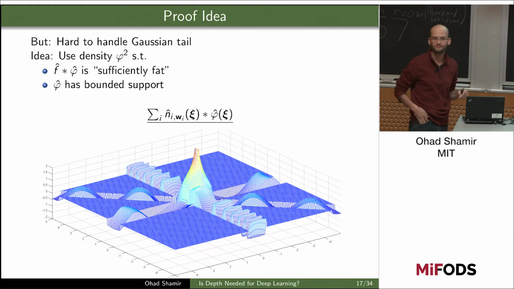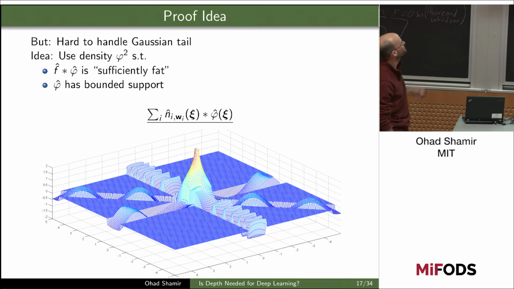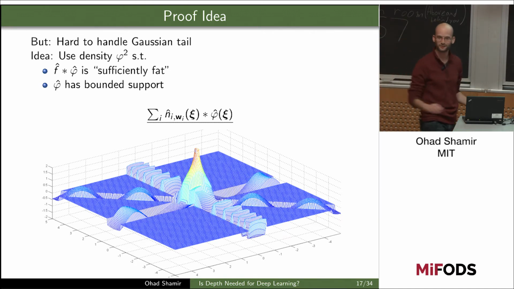So the statement could still be true for Gaussians, it's just that the proof is not. Yes, I mean, I would love to be able to prove this for a Gaussian. I'm sure it's true, but we just don't know how to do it.